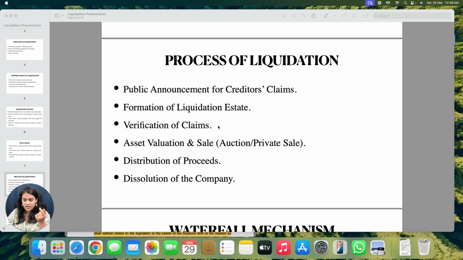We will understand the process of liquidation, the role that the stakeholder committee plays, the role that the liquidator plays, and how the corporate debtor is ultimately distributed and dissolved in the next lecture. But this is all for today.